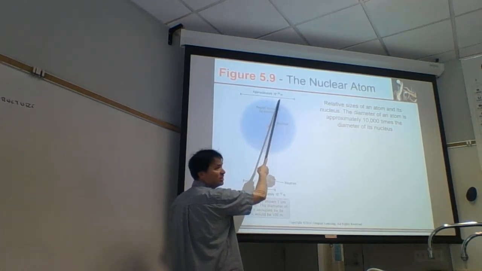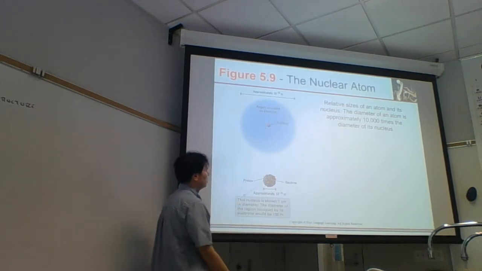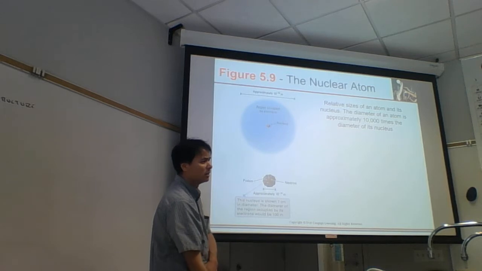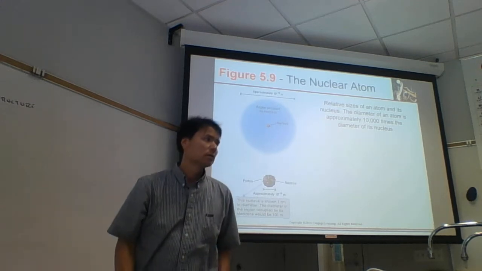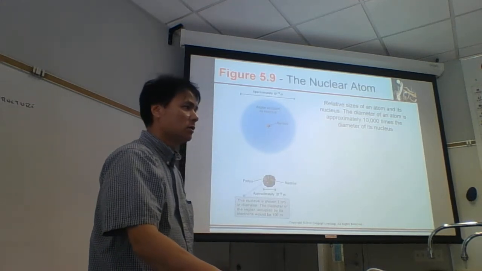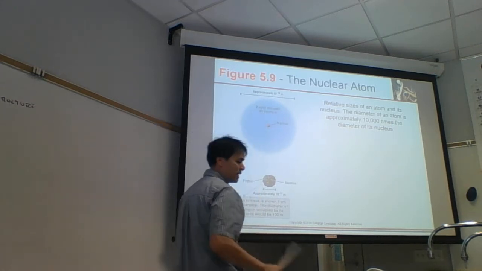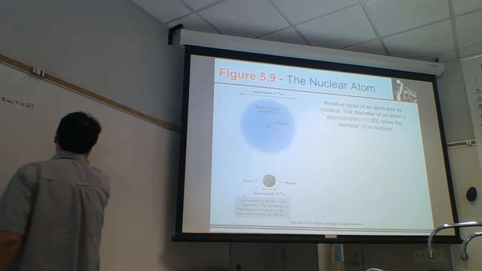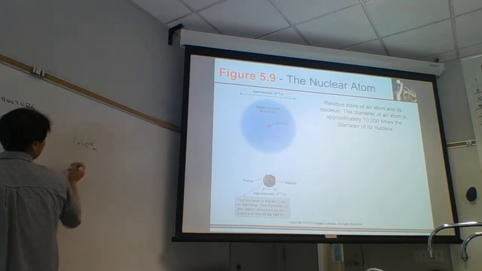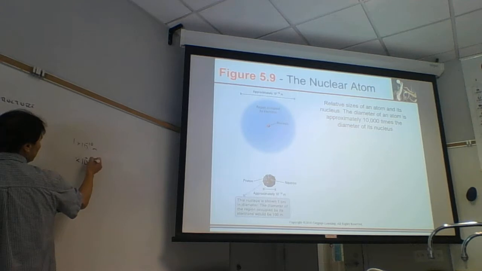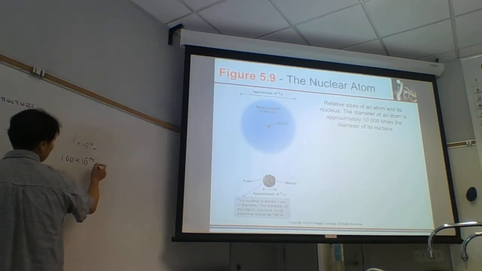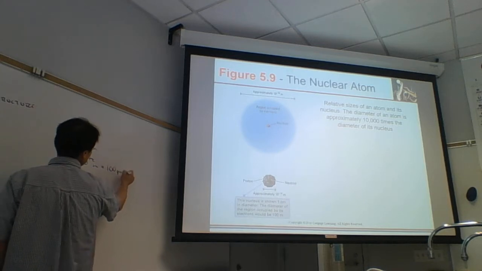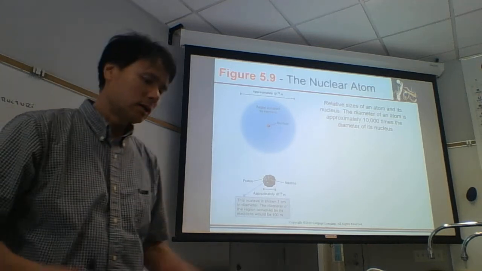So how big are atoms? Atoms are very small. About how big are they? About, well, what is 10 to the minus 10 meters? A picometer is 10 to the minus 12. So if this is 1 times 10 to the minus 10, we can convert that. 1 times 10 to the minus 10 meters is equivalent to how many times 10 to the minus 12? If we make this smaller, going from minus 10 to minus 12, this has to go bigger. So this is 100 times 10 to the minus 12 meters, which is 100 picometers. So an atom is about 100 picometers in diameter.